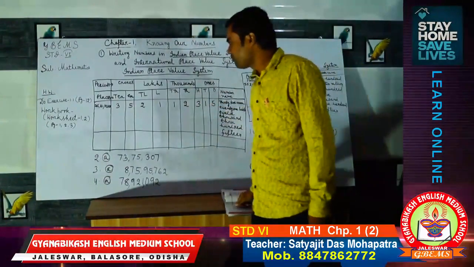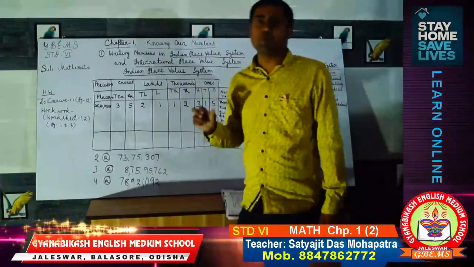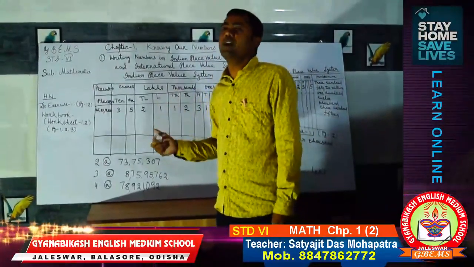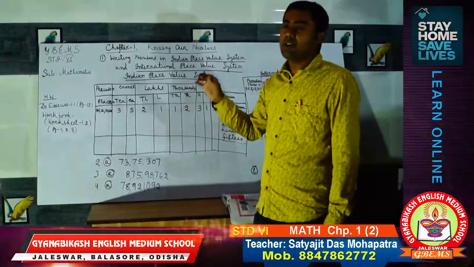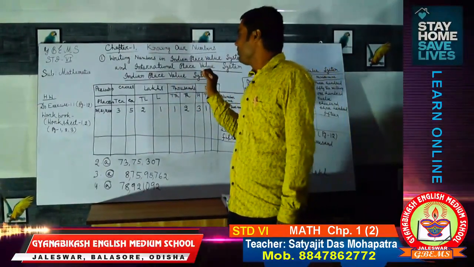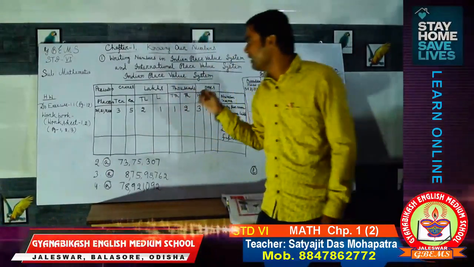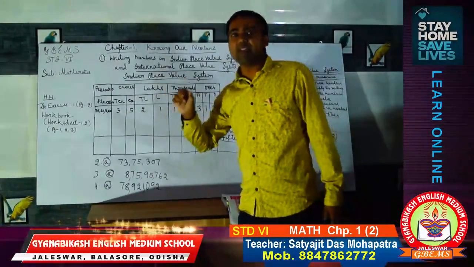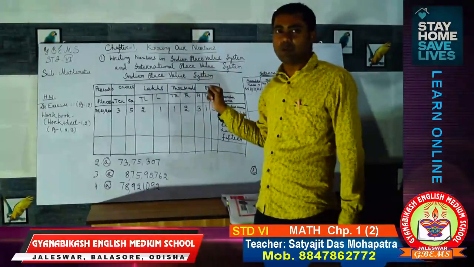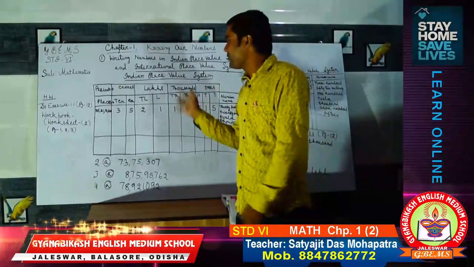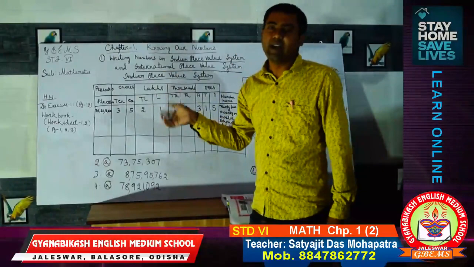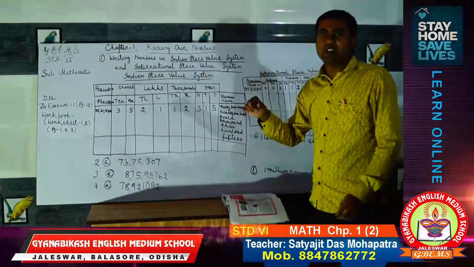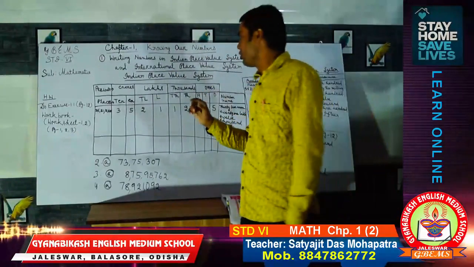Now you should remember, when you are writing a number in the Indian place value system, you should put a comma after three digits from the right. Again I am repeating: when you write numbers in the Indian place value system, you put a comma after three digits from the right, and after that you put a comma after every two digits, and so on.